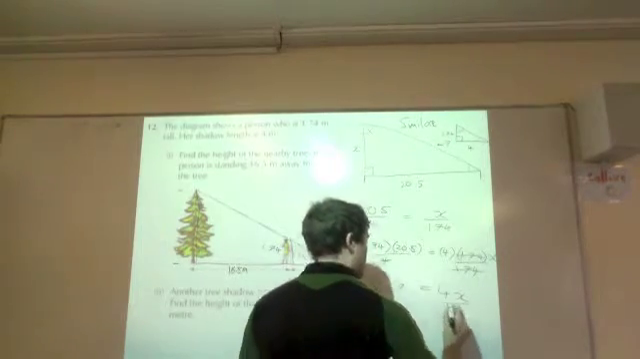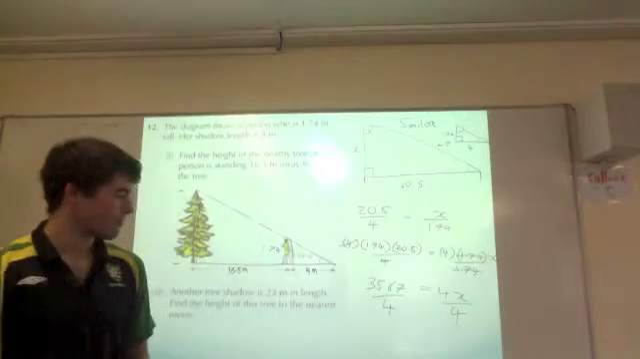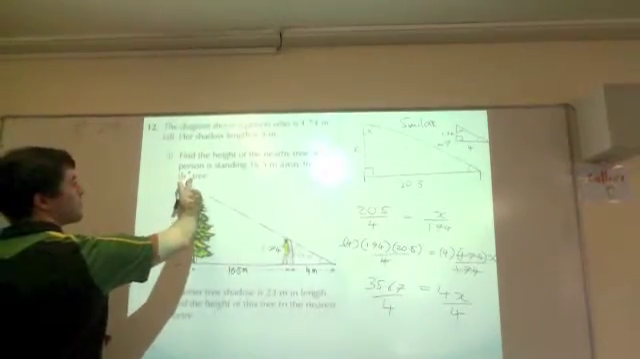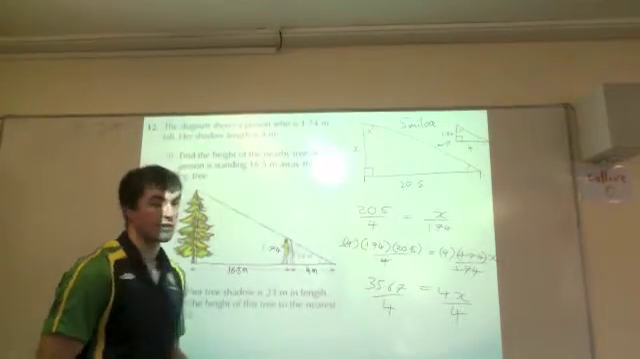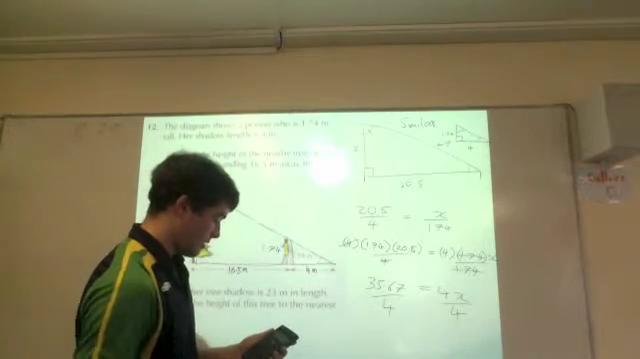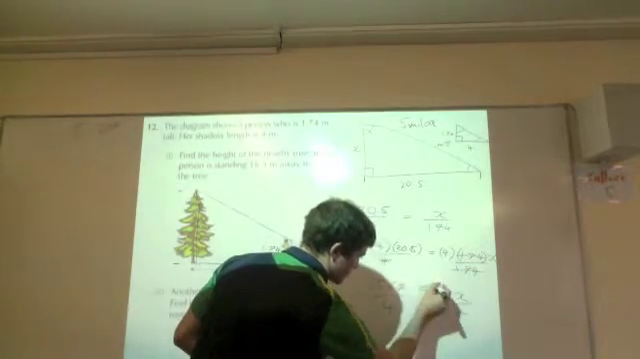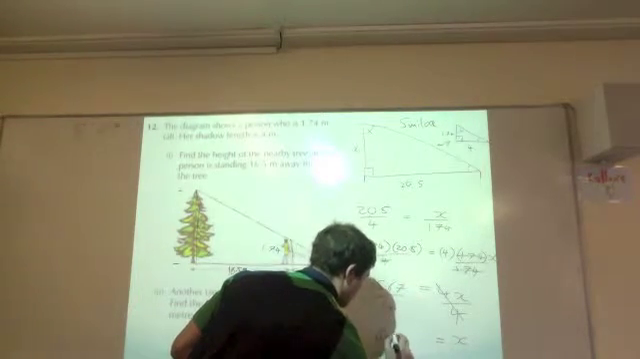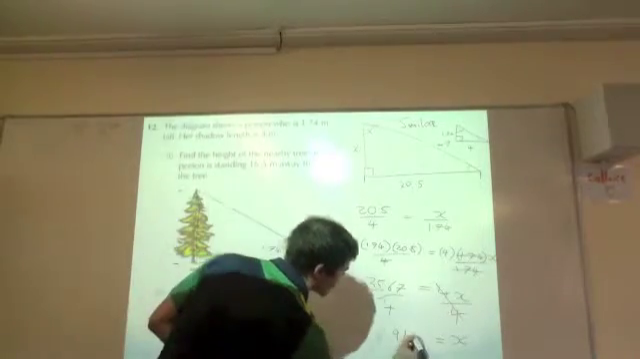Divide each side by 4. These are 4s outside the x. Okay, it says find the height of a nearby tree. It doesn't tell us to round it to a specific decimal, so again, put it into your calculator, divide it by 4, and you're left with 8.91. So these cancel, and x is equal to 8.91.